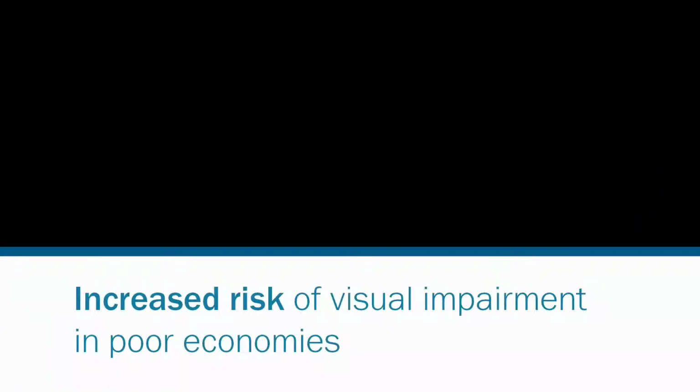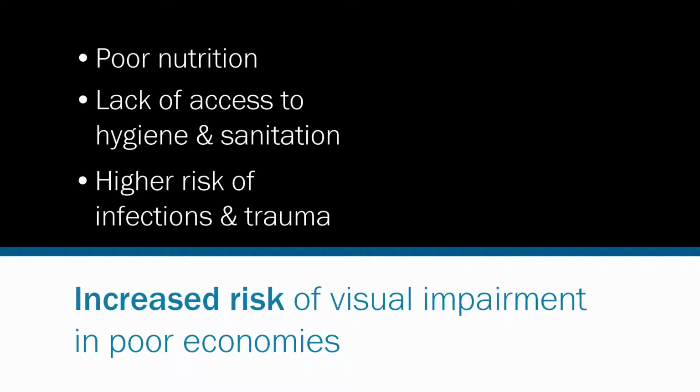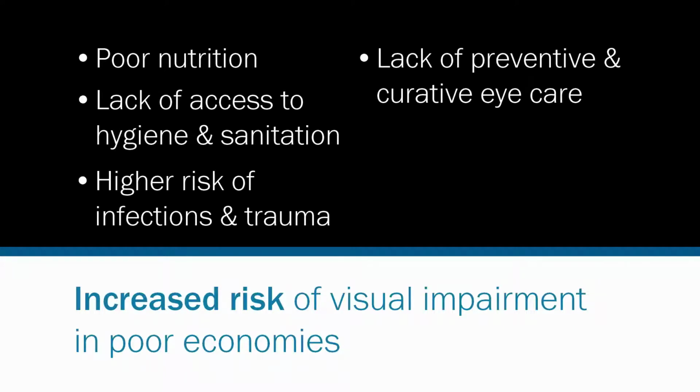Individuals in poor economies often have poor nutrition and lack access to sanitation and hygiene. This increases their risk of eye infection. They also have an increased risk of ocular trauma. This larger need for eye care in poor economies is often poorly supported by a weak health system, and this increases reliance on traditional medicine.